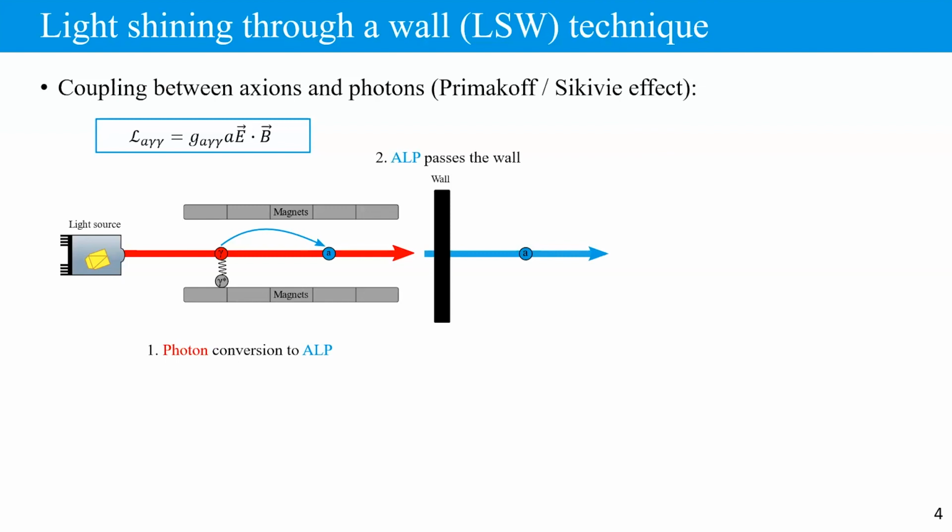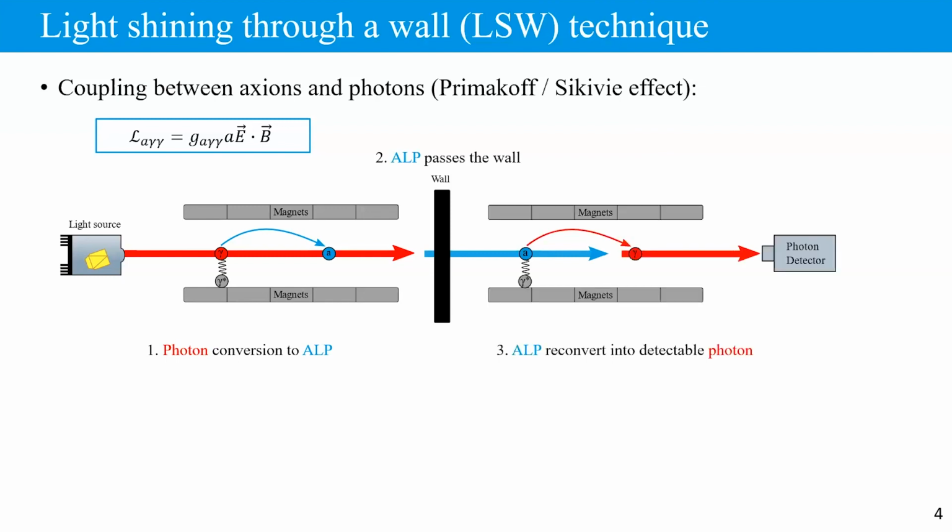Behind the wall, we can make use of the inverse process. We let the axion propagate through another magnetic field where the inverse process takes place. The axion interacts with a virtual photon and oscillates into a detectable photon, which can then be easily detected with a photon detector.